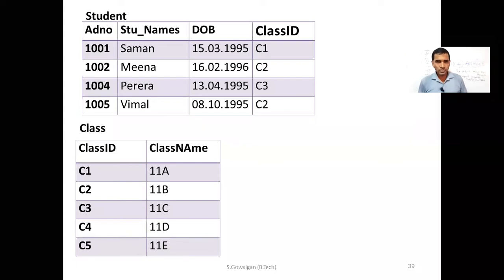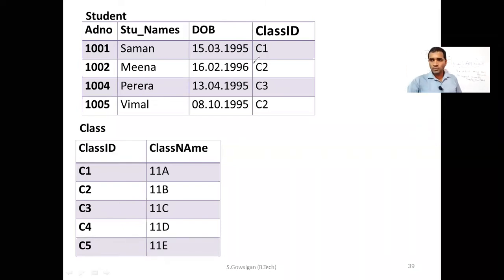Is there any relationship? Do they have a relationship? Yes, sir. So how can you say that they have a relationship? How can you justify it? There's a foreign key, so we can say that. Yes, that class ID, right? Class ID is a common field, right?